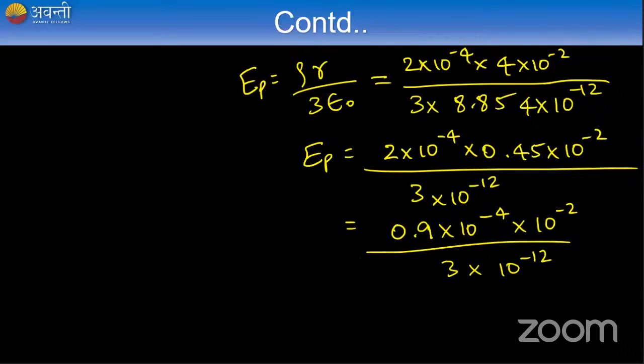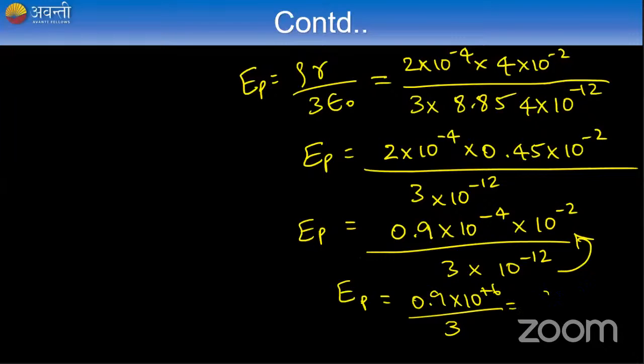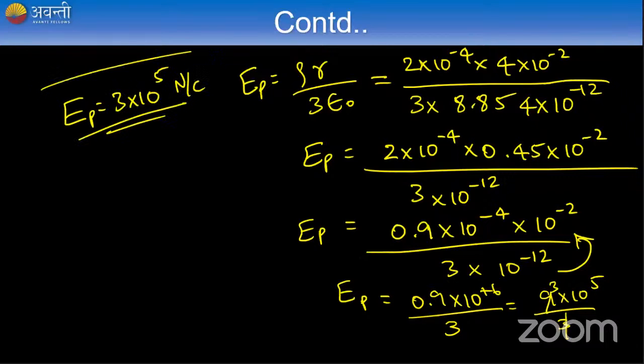Try to simplify this, everyone. Yes, correct, Amod. If you take this into the numerator, you'll get 10 power 12 minus 2 minus 4, that is 6. So 0.9 into 10 power plus 6 by 3. If you simplify, 9 into 10 power 5 by 3, 3 3s are 9. Electric field at the point EP is 3 into 10 power 5 newtons per coulomb.